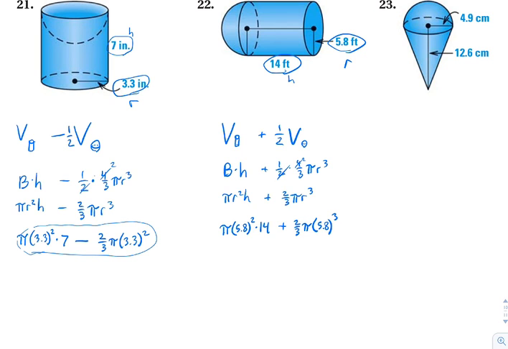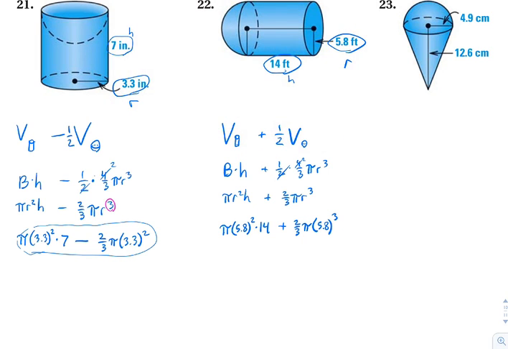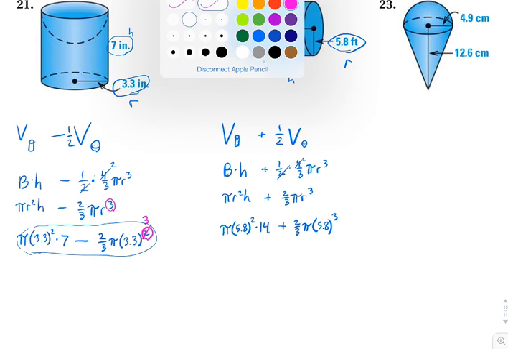Oh my goodness, and look at what I did on the last problem. Classic mistake. I said it was going to happen and I did it. That should have been to the third power. See, I'm telling you, common mistakes, even for the teacher. Okay, so let's go to the next one.